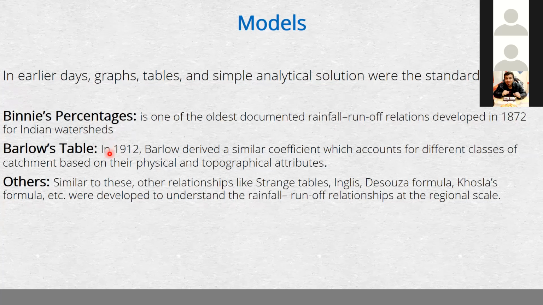After that, Barlow's table was invented in 1912. After that, some similar approaches followed, like Strange's tables, the Inglis formula, the D'Souza formula, and the Khosla formula. All these were developed for estimating the rainfall and runoff relationship. In all of these equations or formulas, we simply give the amount of rainfall as an input, and we get the amount of runoff as the output.